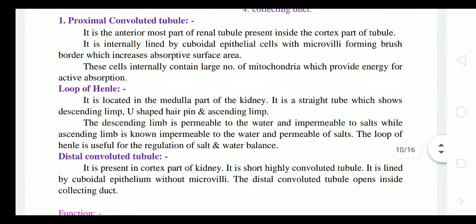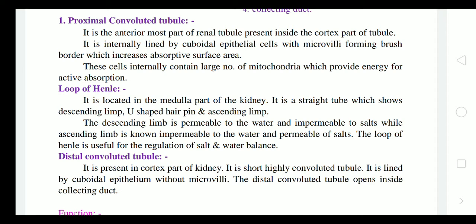Proximal convoluted tubule. It is the anterior-most part of the renal tubule, present inside the cortex. It is internally lined by cuboidal epithelial cells with microvilli forming a brush border, which increases the absorptive surface area. So the cuboidal epithelial cells form microvilli for absorption. These cells internally contain a large number of mitochondria, which provide energy for active absorption.